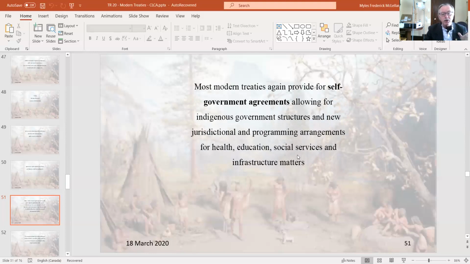So again, modern treaties provide for self-government agreements. This allows Indigenous government structures to be put in place with new jurisdictional and programming arrangements to cover how those who live within the territory of the modern treaty live with respect to their health care, education, social services, and infrastructure matters. As you can see, this very much mirrors what all governments do for the residents within their boundaries.